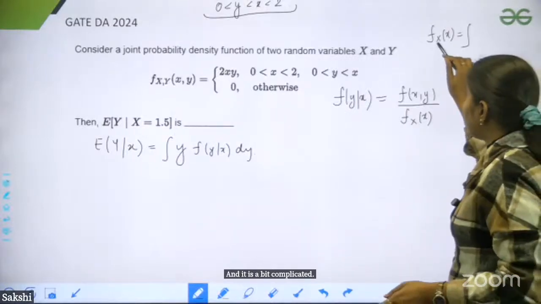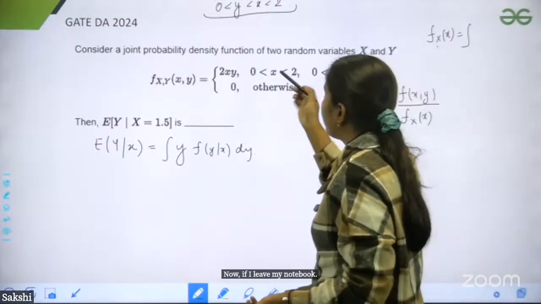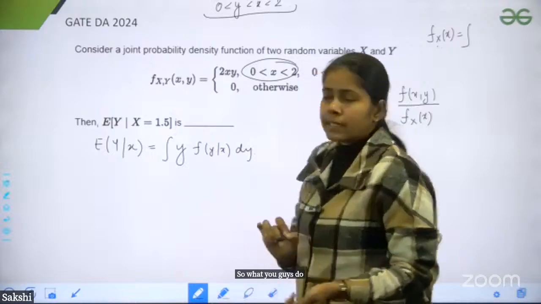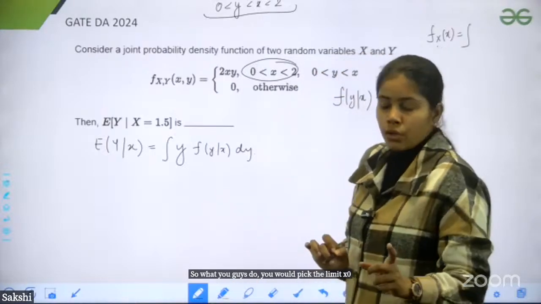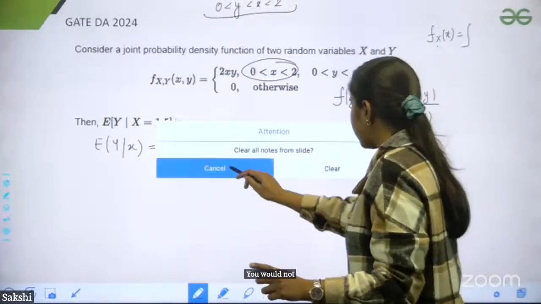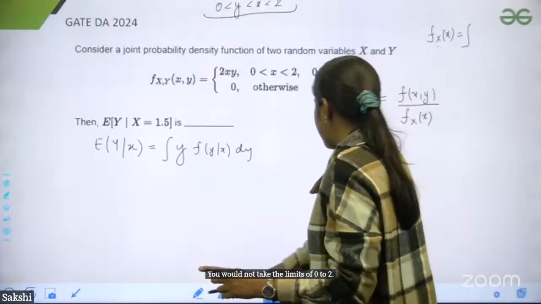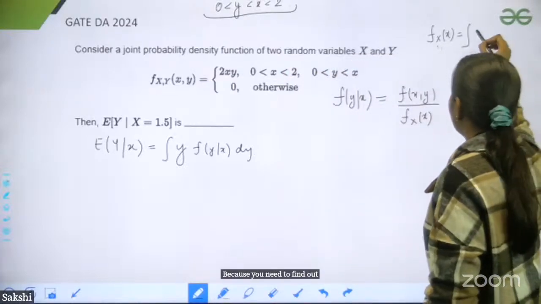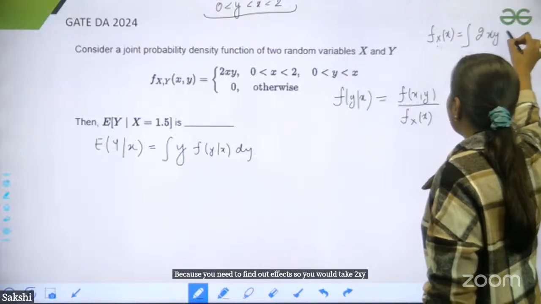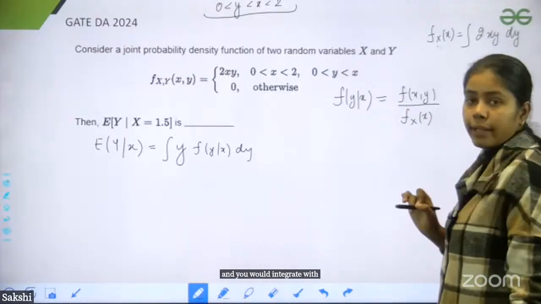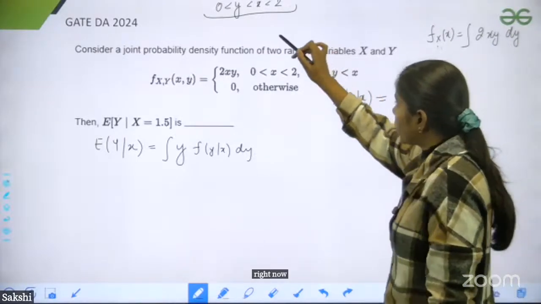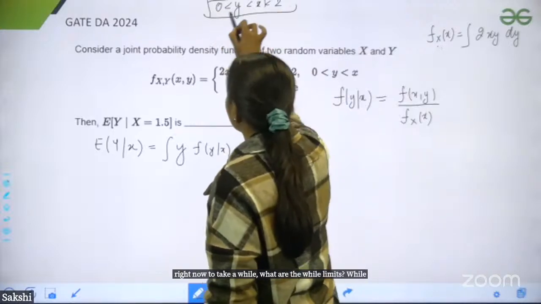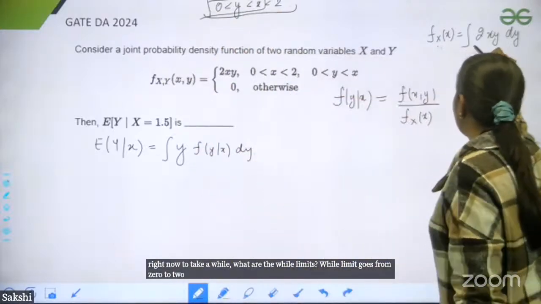Now, if I need to find f(x), you might take the limits of x as 0 to 2. But no, you would not take the limits of x as 0 to 2, because you need to find f(x). So you would take 2xy and integrate with respect to y. What are the y limits? The y limits go from 0 to x, so I'll take 0 to x.